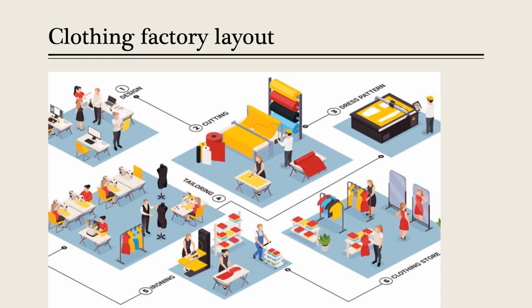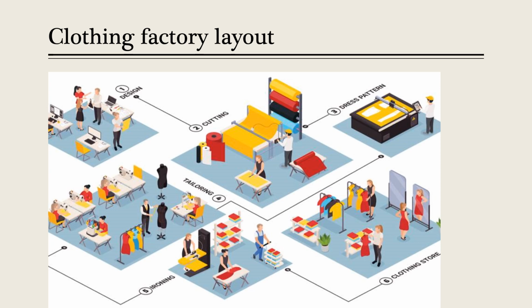One of the best examples of process layout is the clothing factory layout. Here you can see, first they design the relevant cloth, then they send it to the cutting. After materials are cut, they are sent for the dress patterns. Then they are sent for the tailoring. Tailored clothes are sent for ironing, and finally sent to the clothing store for packing.